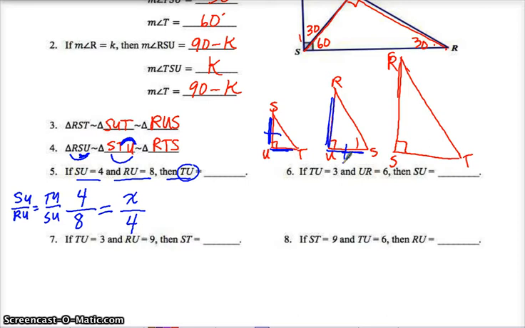So now what do we do? We just do our cross products. 4 times 4 is 16. 8 times x is 8x. We divide each side by 8. So what does x equal? X equals 2. Therefore, TU has a value of 2.